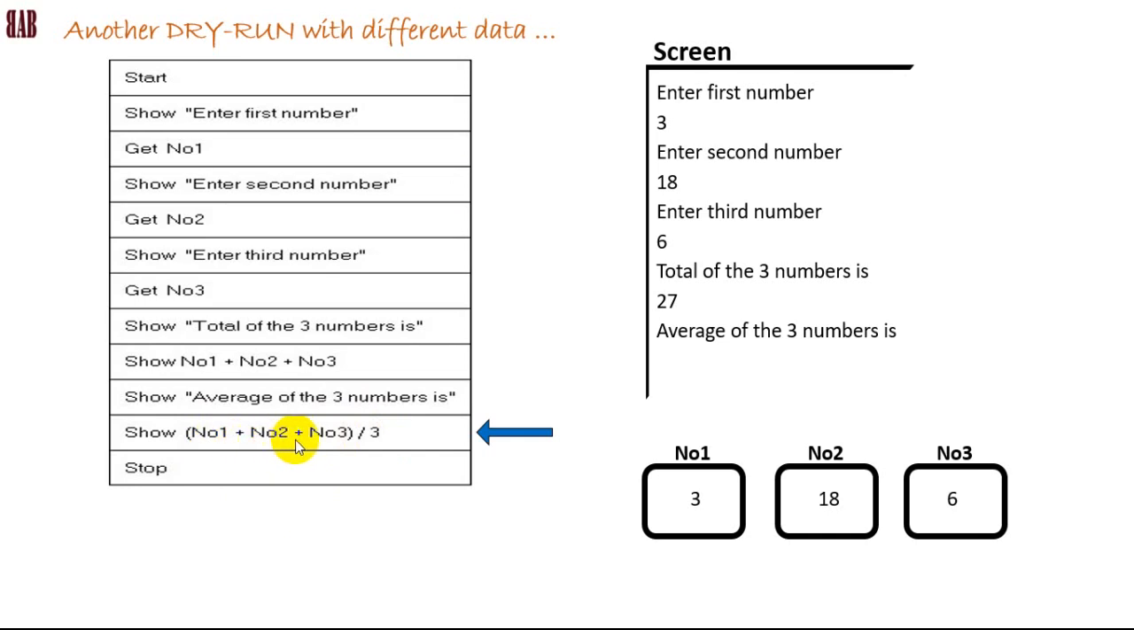So number 1 plus number 2 plus number 3, as we know, is 27: 3 plus 18, 21 plus 6 is 27. 27 divided by 3 will be 9. So it will display that. And then you go to the next line, which is to finish it. Okay, so that brings us to the end of this NS chart.